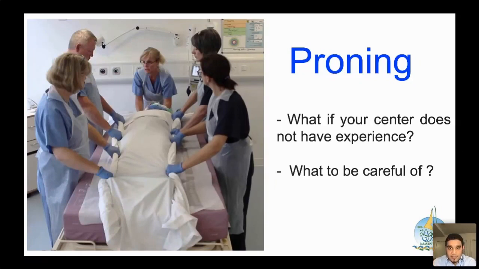And you need at least 4 to 5 people. For example, looking at this picture, you have 4 people because one person has to make sure that the ET tube stays in place when they prone the patient or put the patient back to supine, because there is a chance that you might pull the central line out and the patient gets bleeding.